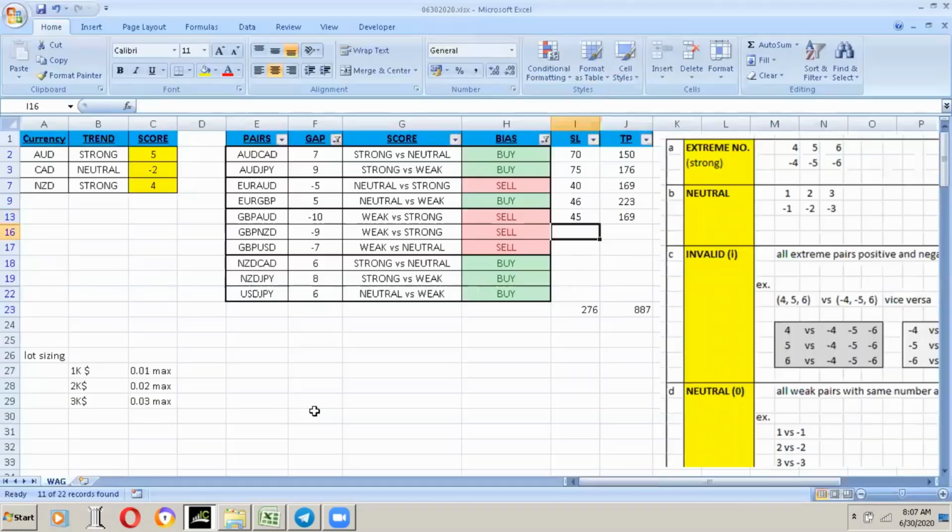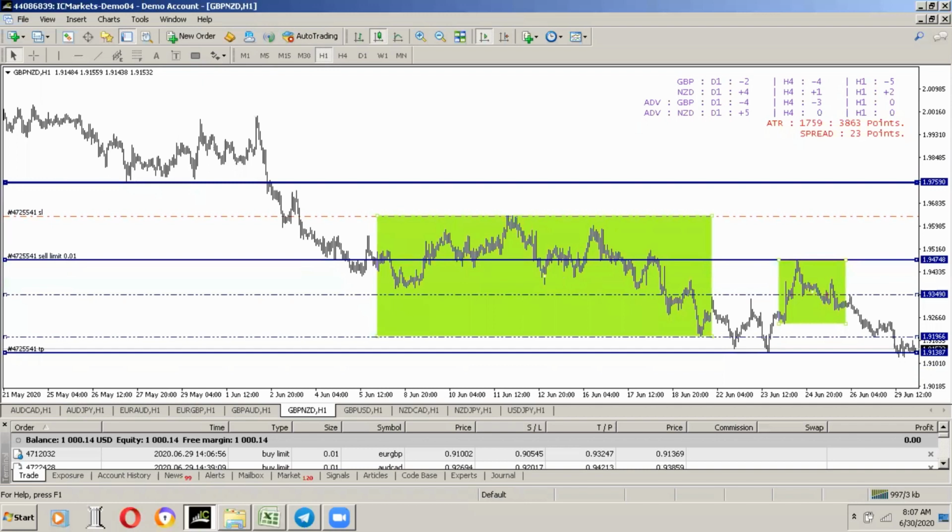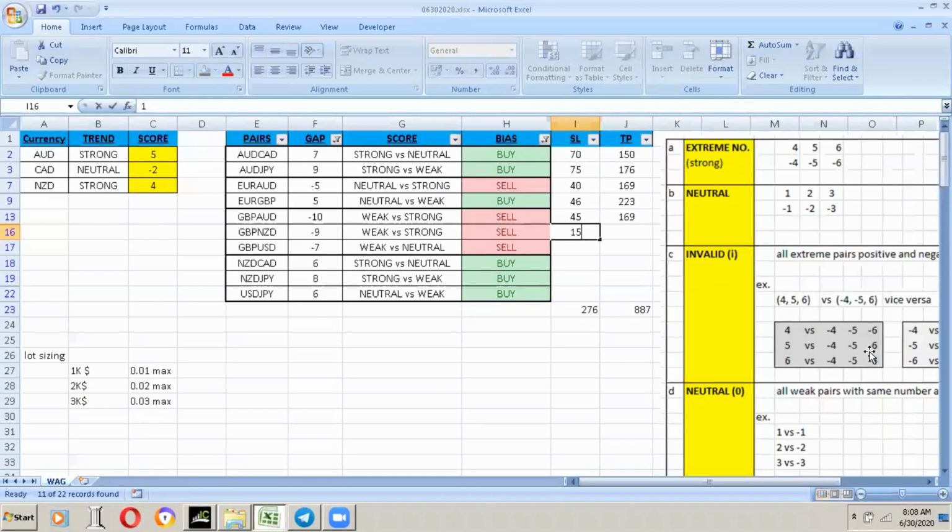And next, for GBP NZD, also a sell. It looks almost the same as GBP AUD, just consolidating with this support. So for me, I prefer it to retest here. Here is my stop loss. And then here again is the TP. So if the order gets hit, we'll have around 158. And then this one, we have 337. It's also quite large.